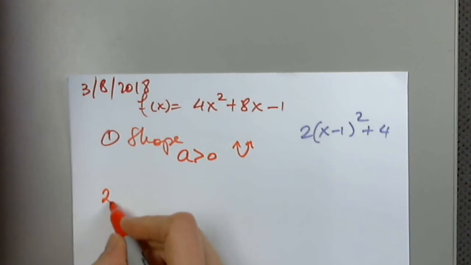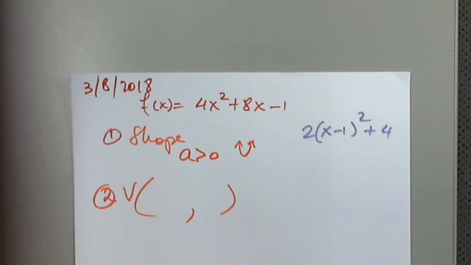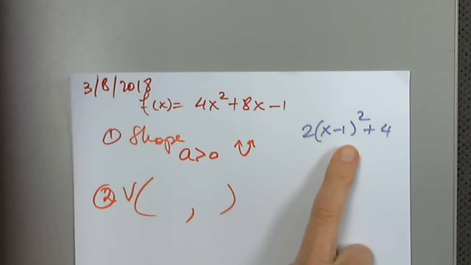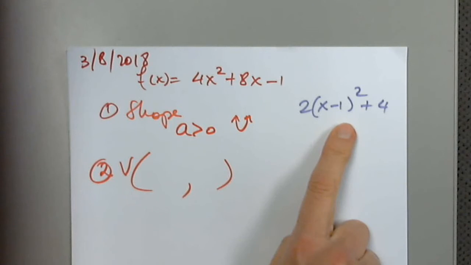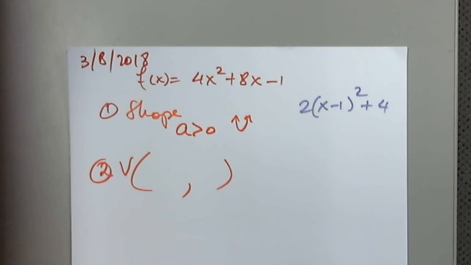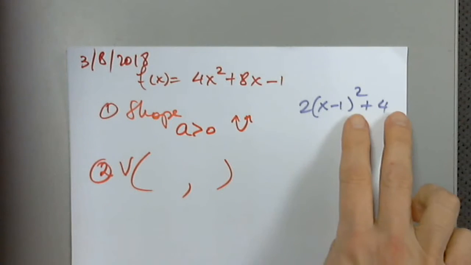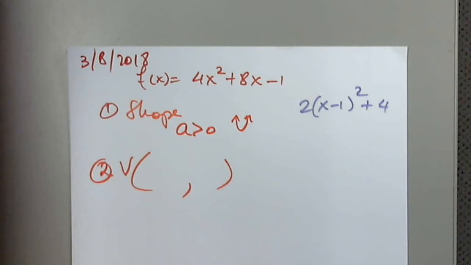Awesome. Number 2, I have to find the vertex. Here, can anyone give us the vertex for this side problem? 1 comma 4. Right, because it's x minus 1 squared, 2 times x minus 1 squared, up 4. So I'm exactly at 1, up 4. So this must be 1 comma 4. But here I can't do that. So what is the recipe for this situation to find the vertex? Negative b. Awesome.